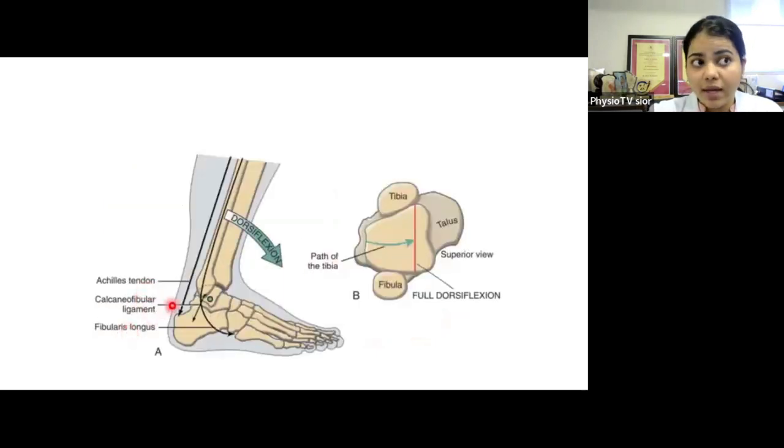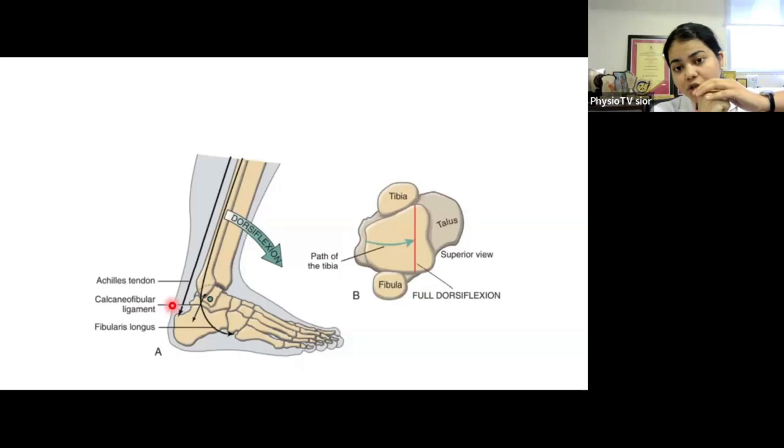What happens in weight bearing? In weight bearing, it is not the talus, it's the tibia which is going to rotate over the talus, which means my concave segment is going to slide forward. Now, we said that the talus is a wedge-shaped structure, which means the wide anterior portion of the talus is now going to wedge into the mortise. It's going to separate the tibia and the fibula.